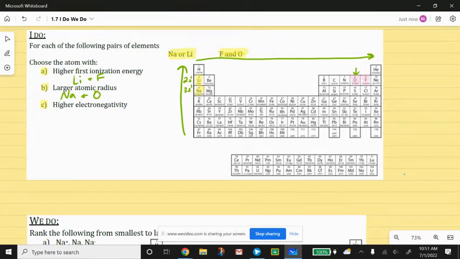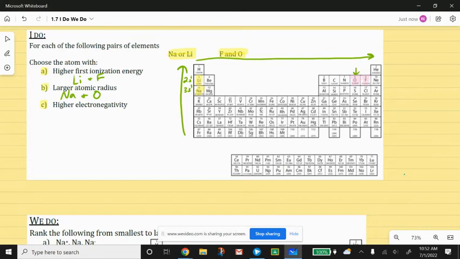The last thing we're taking a look at is electronegativity. Electronegativity deals with the ability of an atom to attract electrons to itself in a bond, or to attract a shared pair of electrons to itself. So for electronegativity, it is going to decrease as you move down a column or group, and it is going to increase as you move across. So it technically has the exact same trend that ionization energy has.